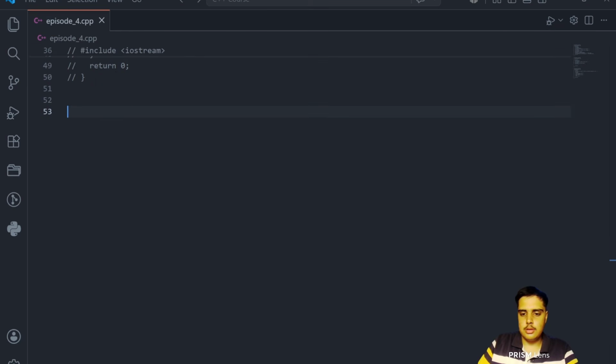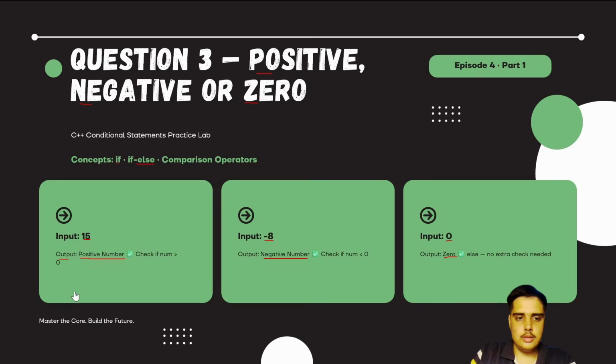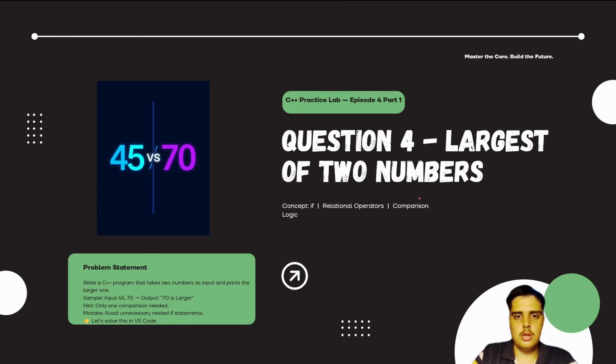Coming to the presentation. So here you can see 15 shows positive, -8 shows negative, 0 shows 0, which has been done by us. So next, question number 4. Very nice question. Here you have to check which number of the given two numbers is the highest number.